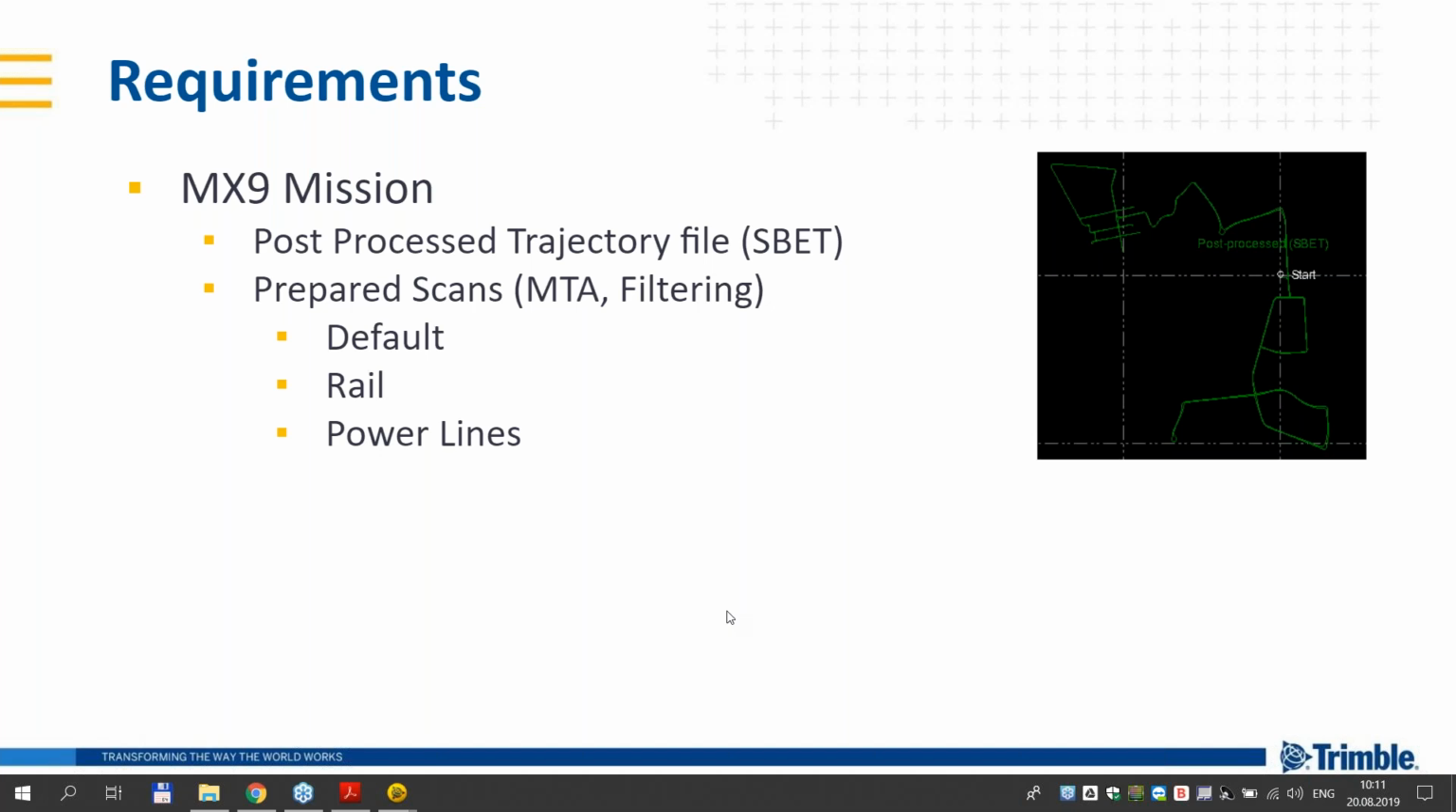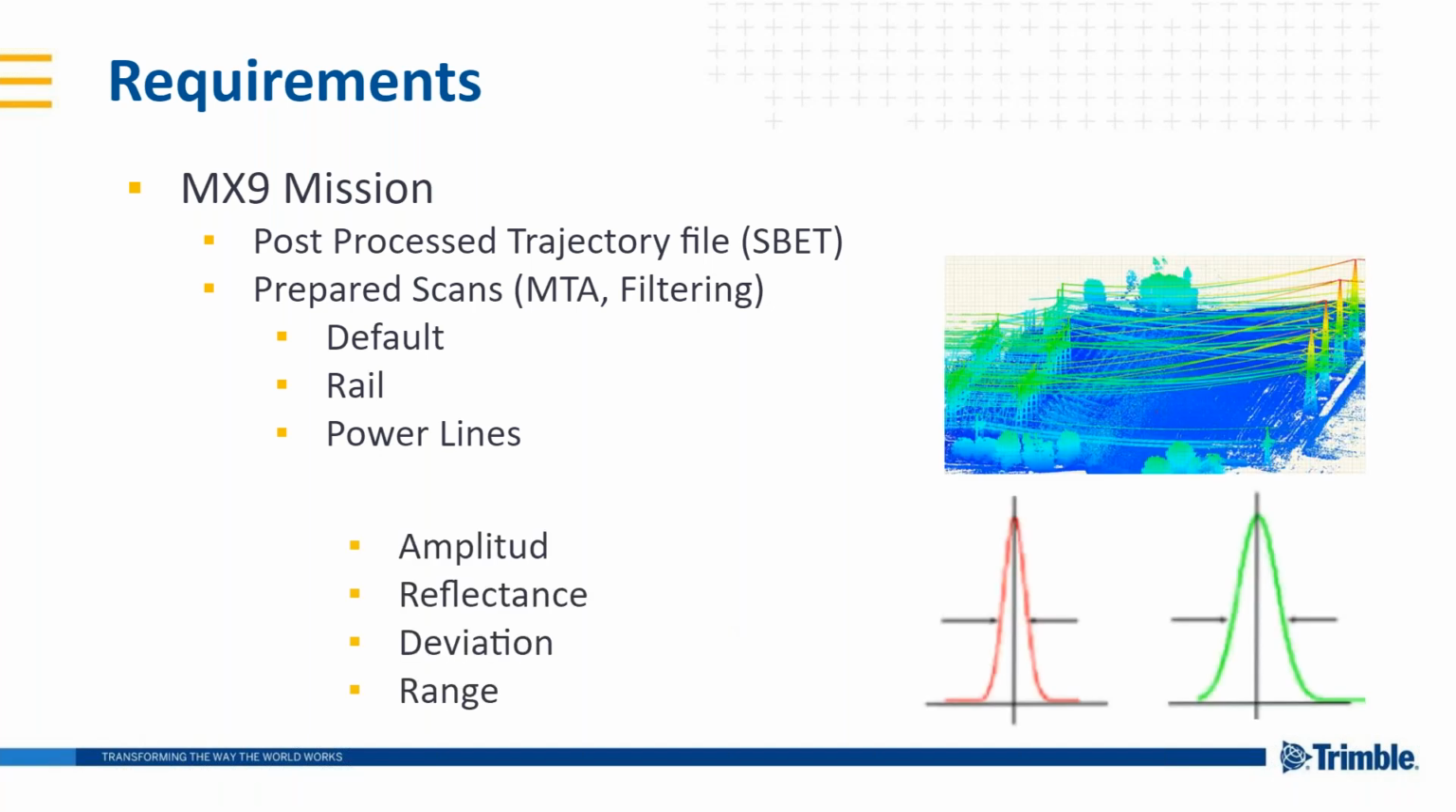Additional to that, we have included two presets or customized filtering options, very specific for rail application and power line application. The parameters that we expose in this filtering that make cleaner data are the amplitude, reflectance, deviation, and range.